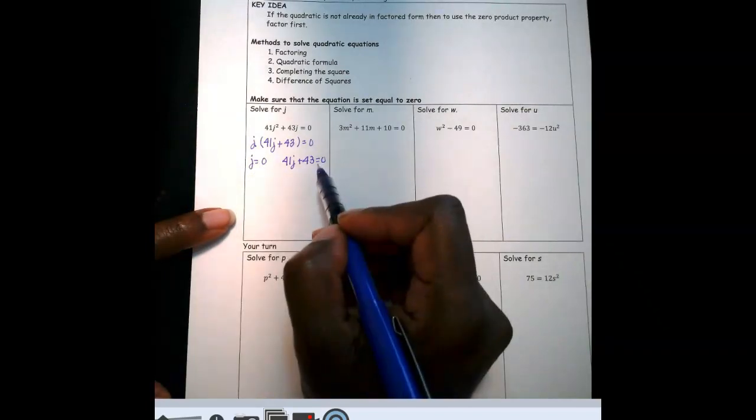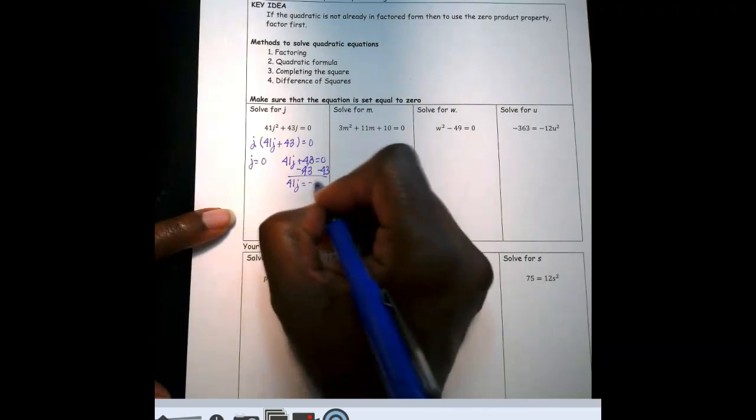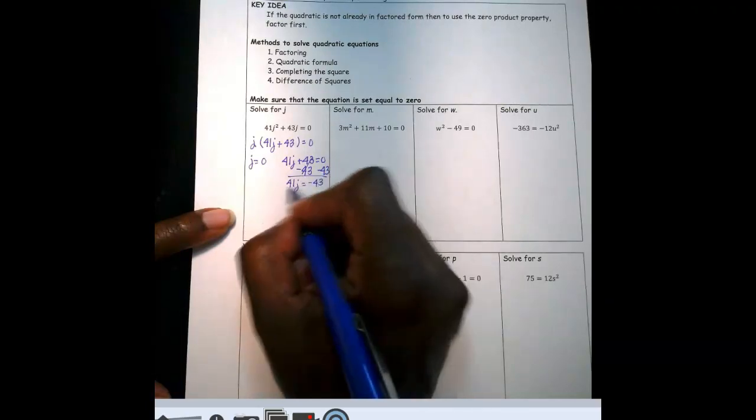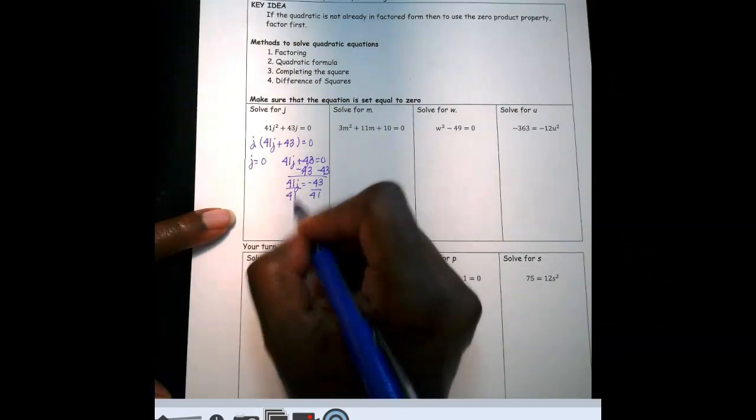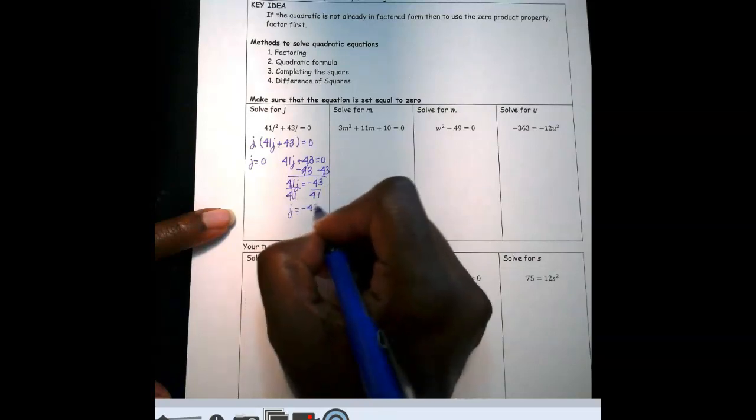Now, j equals 0, so we just have to solve this one. We want to eliminate the 43, so we're going to subtract 43 from both sides of the equation. That leaves us with 41j equals negative 43. I don't want 41j, I just want j, so I'm going to divide by 41 on both sides of the equation. And that leaves me with j is equal to negative 43 over 41 as well as 0.